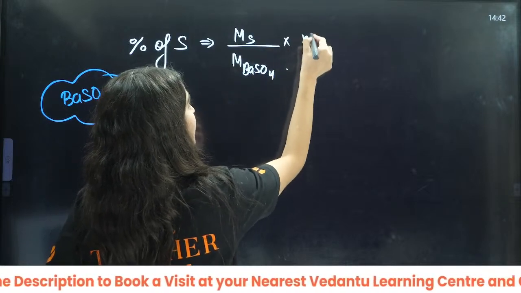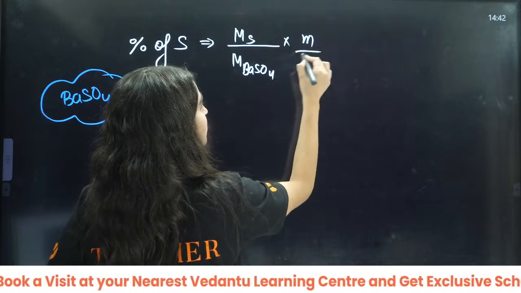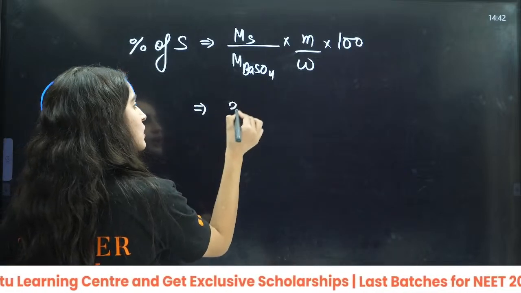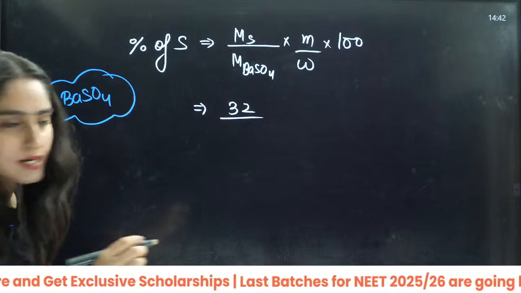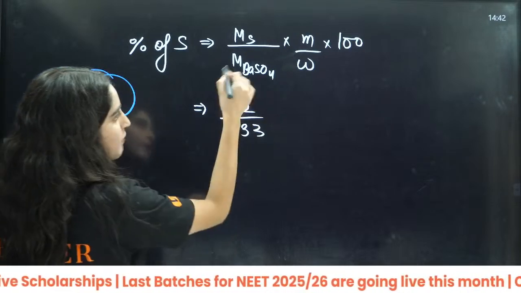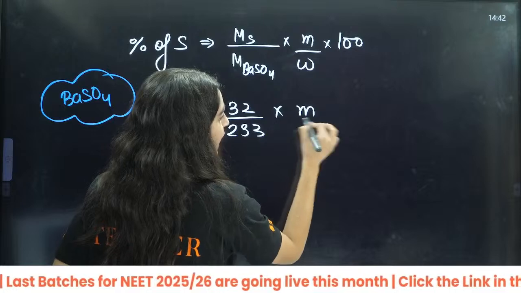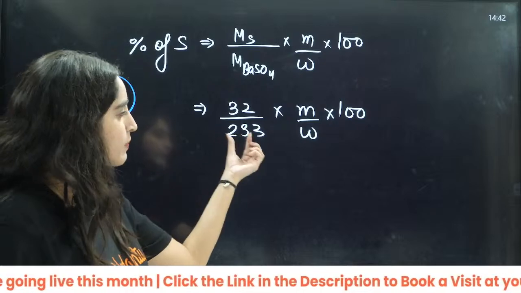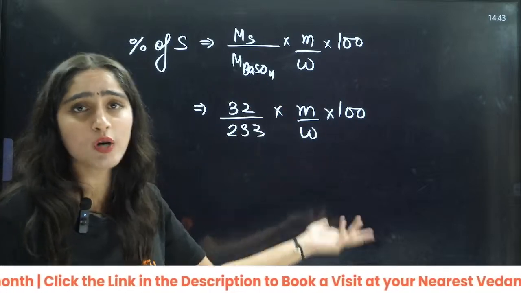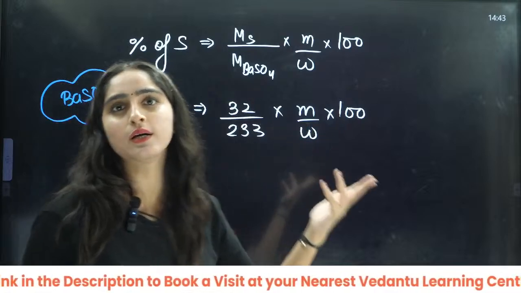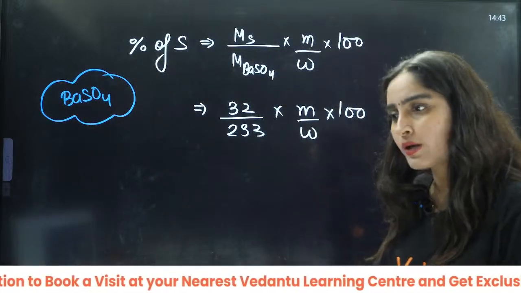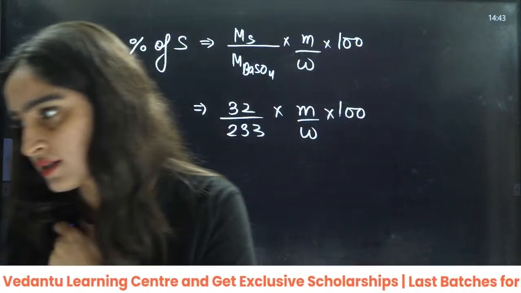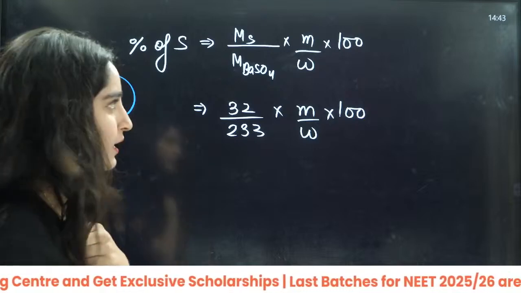And here you have M by W. W is the mass of the organic compound, right? Multiplied by this. So this is 32 by 233, that is the mass of BaSO4, multiplied by M by W into 100. Okay? You don't want to remember this 233, you just remember the molar masses, then just calculate the BaSO4 mass, right? Okay?